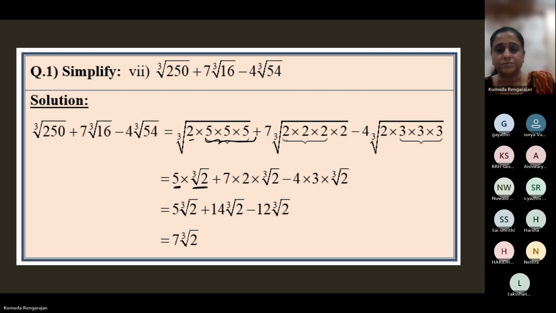Similarly here, of these 3 2s, 1 2 comes out of the cube root. There's already a 7 in the question. So that's 7. And from the cube root, from 3 2s, 1 2 comes out, and 1 more 2 remains under the cube root. So you can see that here.